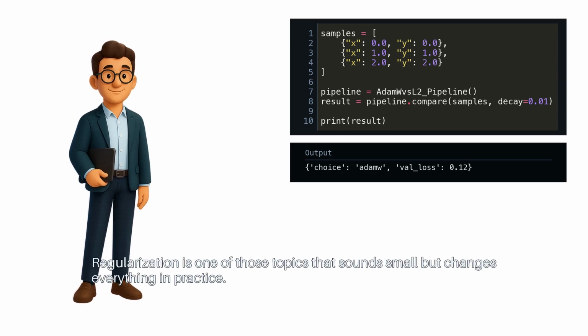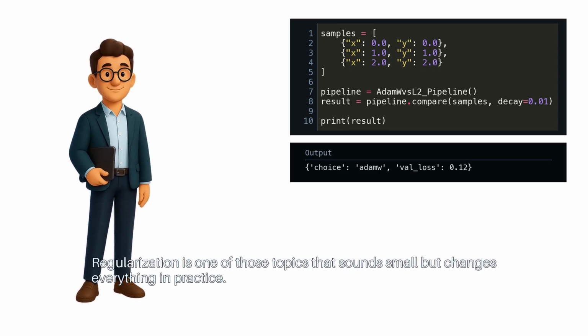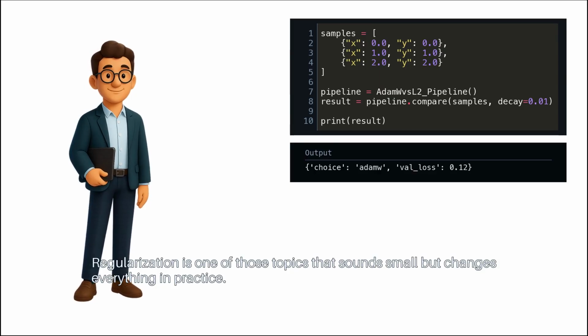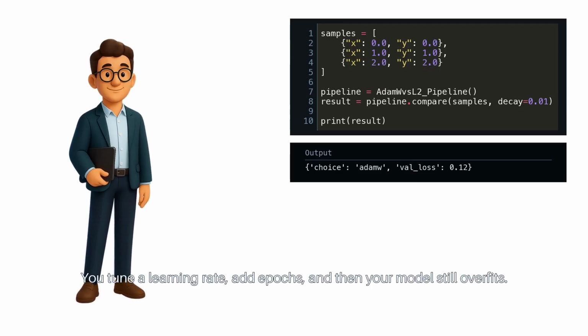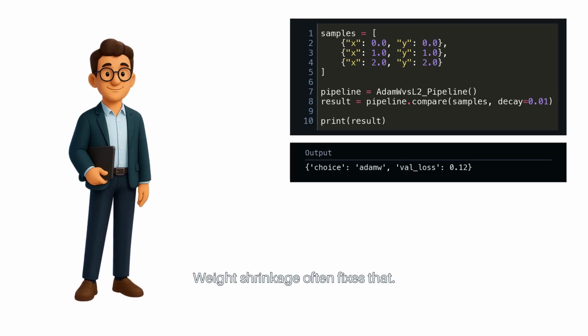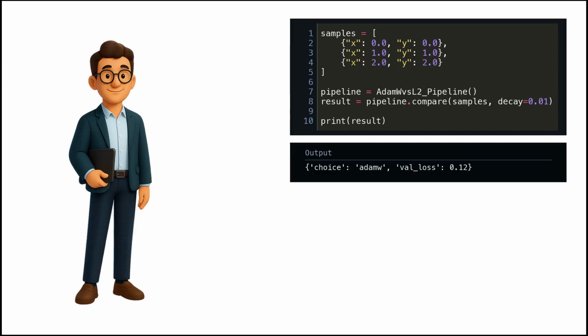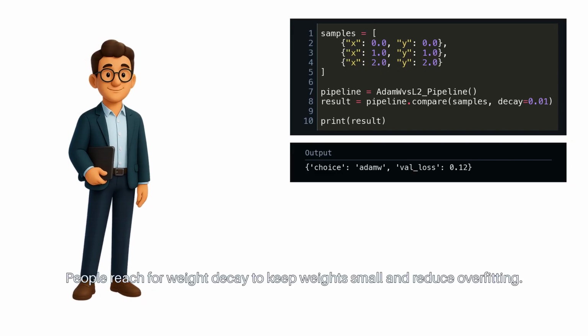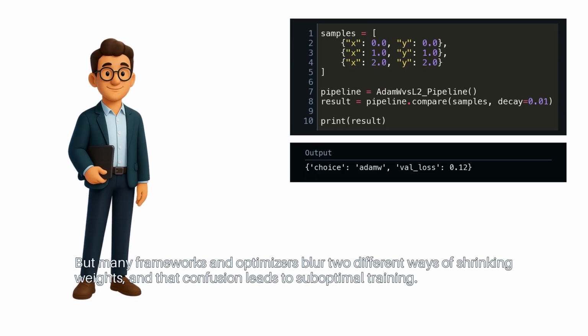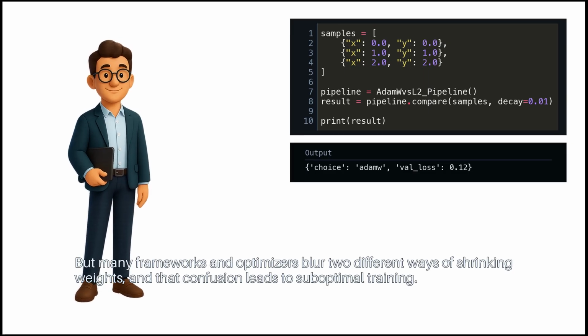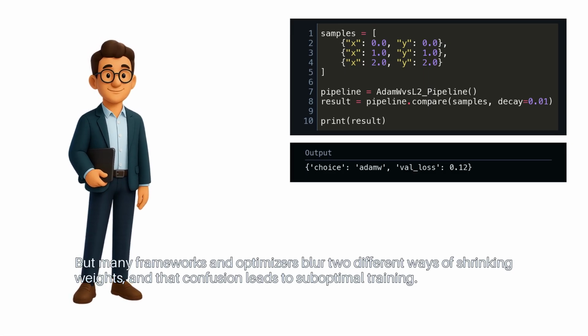Regularization is one of those topics that sounds small, but changes everything in practice. You tune a learning rate, add epochs, and then your model still overfits. Weight shrinkage often fixes that. People reach for weight decay to keep weights small and reduce overfitting. But many frameworks and optimizers blur two different ways of shrinking weights, and that confusion leads to suboptimal training.